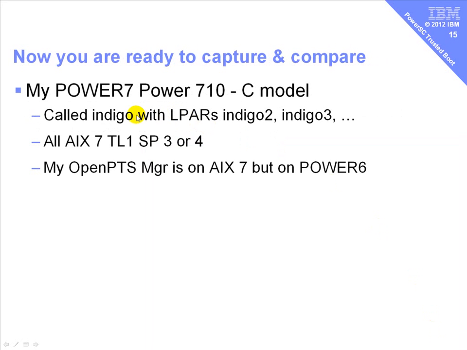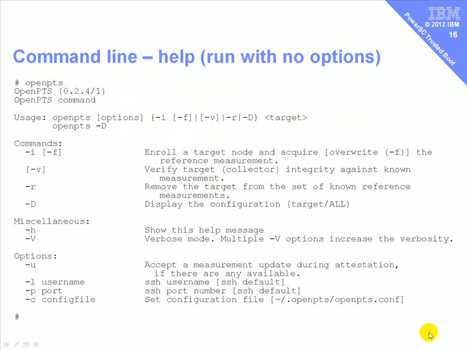This is a reminder of my little setup. I have a Power 7 machine. It's a 710C model, and it's called Indigo, and the LPARs on there are Indigo 2, 3, and so on. And they're running this version of AIX 7, and my OpenPTS is running on AIX 7, but it's actually a Power 6 machine. Let's go and use it then.